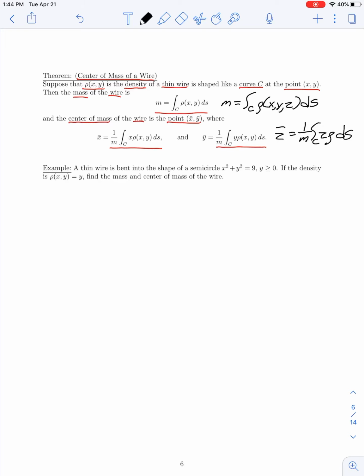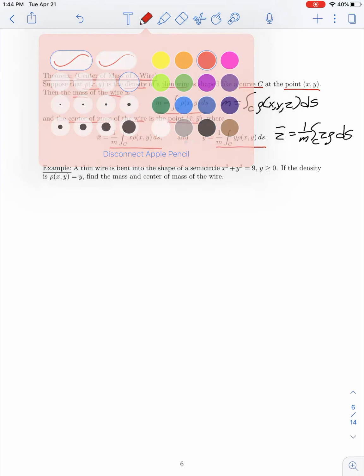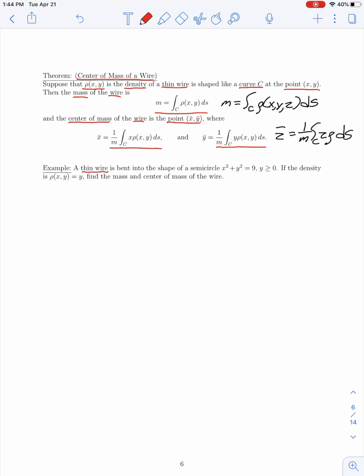So let's look at an example of calculating the center of mass of a wire. In this next example, we have a thin wire bent into the shape of a semicircle, x squared plus y squared equals 9, where y is non-negative, so that is the upper half circle of radius 3, and its density at any point is given by y. So the density doesn't depend on x, it only depends on how far we are above the x-axis, that is y. We are asked here to find the mass and the center of mass of this wire.